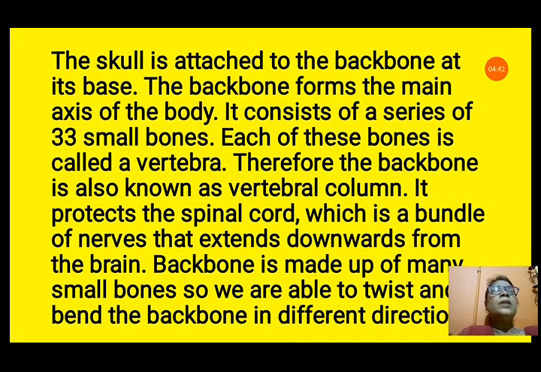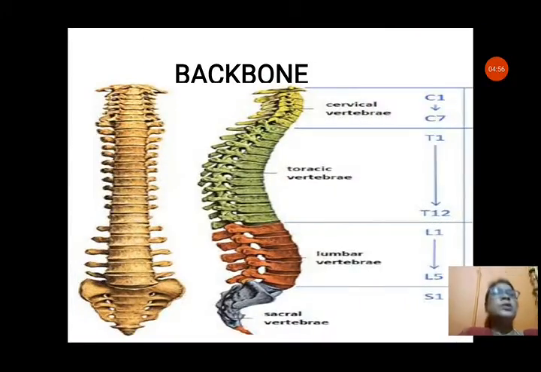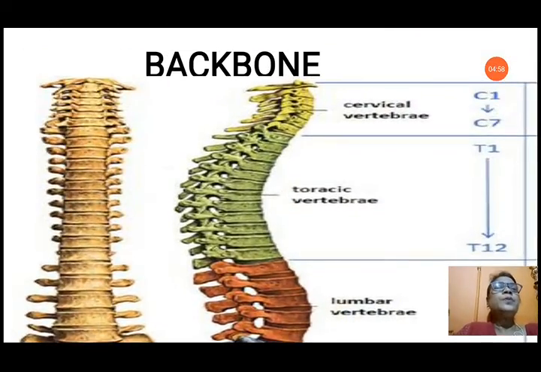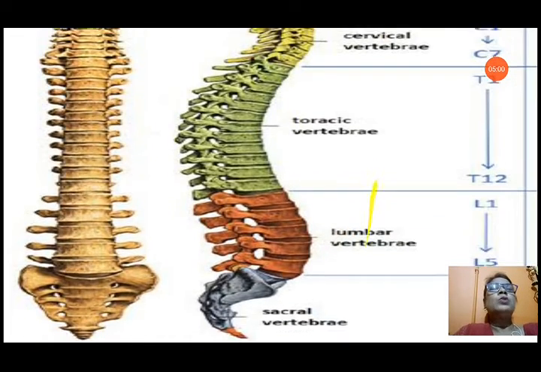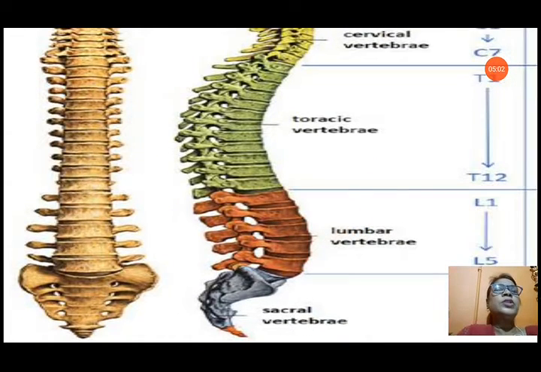The backbone is made up of many small bones, so we are able to twist and bend. If our backbone were only one single bone, then it would not be possible to bend our back. So our backbone is made up of 33 small bones. You can see the backbone. There are different small bones that are connected at the joints.